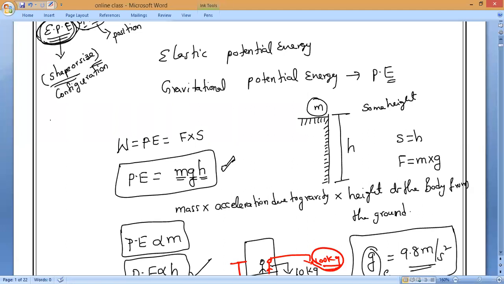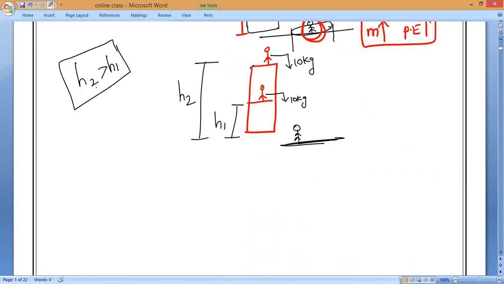So, what is the kinetic energy formula? I want a response. Kinetic energy equals half mv square, sir. That is the kinetic energy formula. So if you want to find the change in kinetic energy, what is the formula? Anybody? Change in kinetic energy.